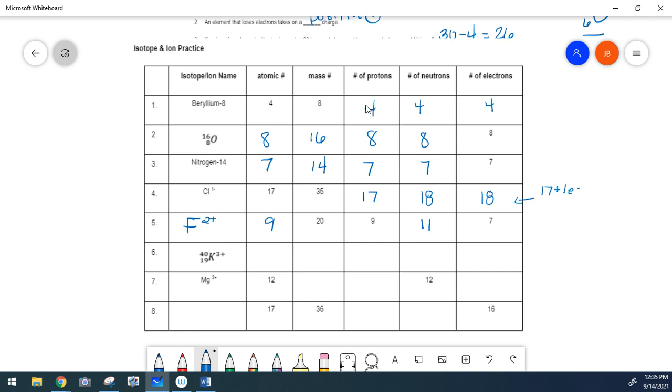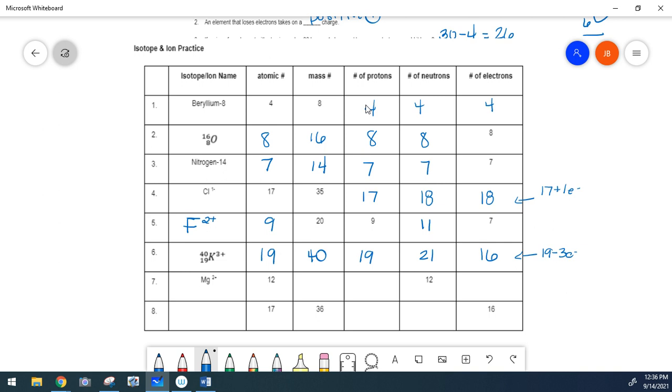All right, now we got potassium, big K. So what's the atomic number for potassium? 19, which means my number of protons is also 19. My atomic mass is 40. So my neutrons is 40 minus 19. What does that give me? 21. Good. And I've got 3 plus for my charge. So what are my electrons going to be? 19 minus 3. So how many? 16. How are we doing?